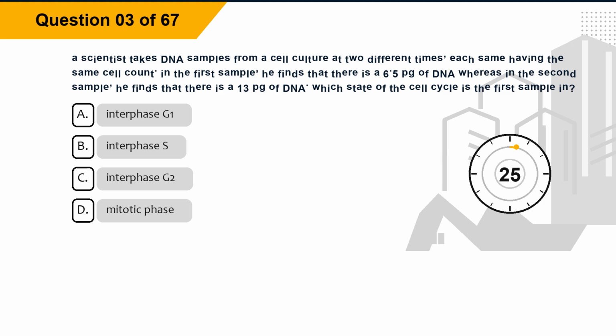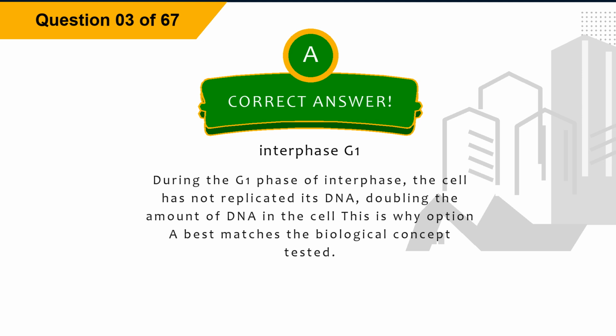Question 3. A scientist takes DNA samples from a cell culture at 2 different times, each having the same cell count. In the first sample, he finds that there is 6.5 pg of DNA, whereas in the second sample, he finds that there is 13 pg of DNA. Which stage of the cell cycle is the first sample in? Option A, interphase G1. Option B, interphase S. Option C, interphase G2. Option D, mitotic phase. The correct answer is Option A, interphase G1. Explanation. During the G1 phase of interphase, the cell has not replicated its DNA, doubling the amount of DNA in the cell. This is why Option A best matches the biological concept tested.